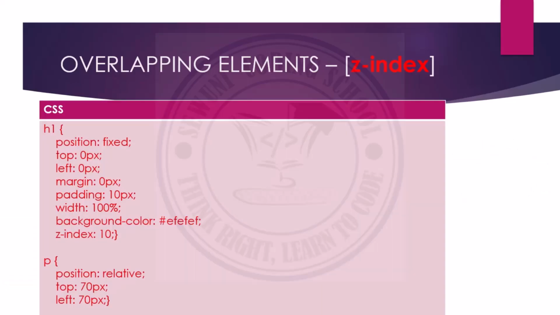Now this is an example I want to use to explain. If you check this particular example, there's a heading which is fixed, no space on top of it, margin is 0, padding is 0, just like we did in the earlier example, but it has a Z index of 10, and then the paragraph is relative, 70 pixels from the top and 70 from the left.